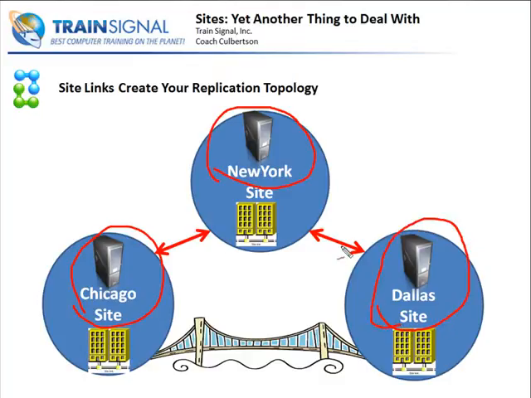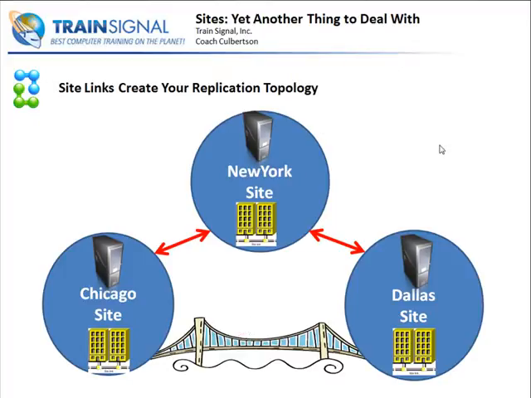Using site links, we can say, okay, Dallas, I want you to talk only to the New York site whenever you're replicating, and Chicago, I want you also to only talk to the New York site, but we don't necessarily want them talking to each other. Let's say that, like in Globomantics, our main headquarters is in New York. Well, this is a good topology probably to have because Dallas and Chicago don't necessarily need to know information about each other.